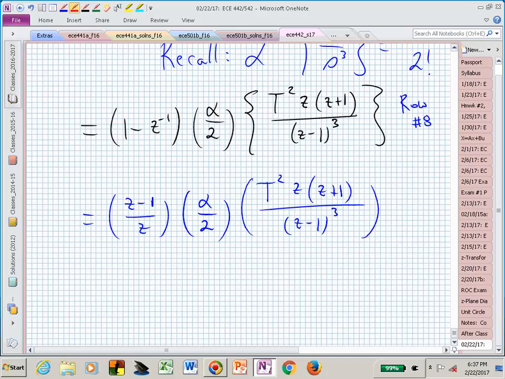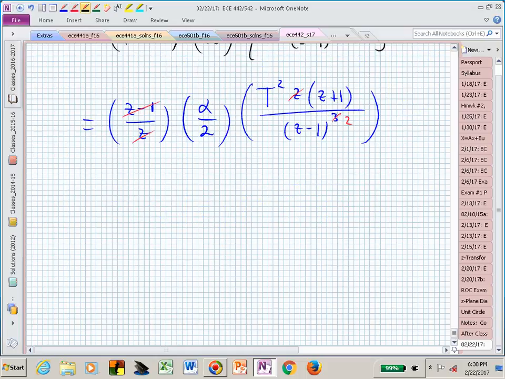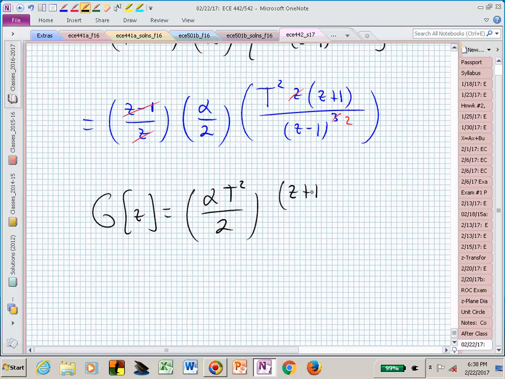Can we cancel? We can cancel a few things. We can cancel that z with that z. We can cancel one of those z minus 1 factors in the denominator and get it at least down to z minus 1 squared, so that we now have for our zero order hold equivalent of a pure mass, G of z is equal to alpha T squared over 2 times z plus 1 over z minus 1 squared.